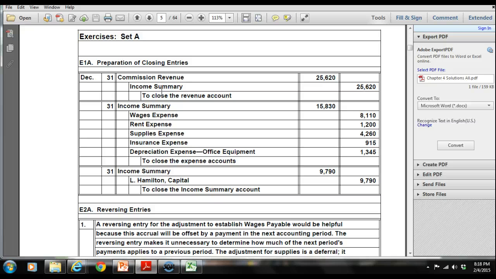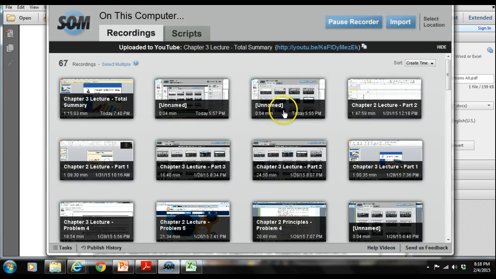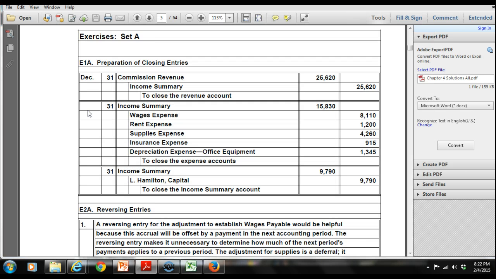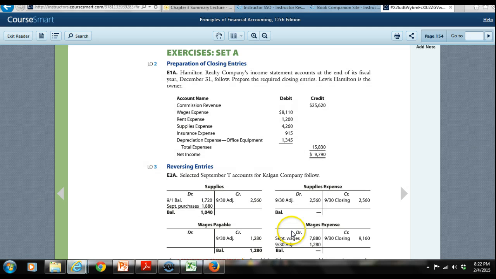That's the word, income summary. Okay? Excuse me one sec. Yes. Where did we get the 97.90?